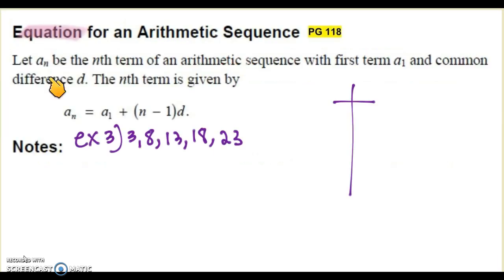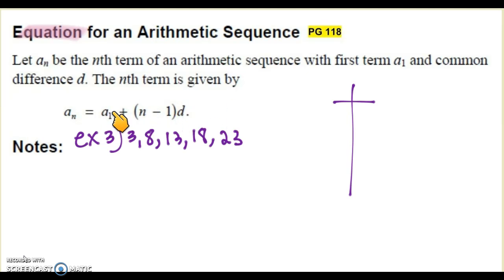Now let's look at how we can write an equation for an arithmetic sequence. Here is the formula for writing the equation, where a sub n is the nth term, which just means it's any term in the sequence as long as you know the term number. Like 3 here is the first term, so n would be 1. 8 is the second term, so n would be 2. 13 is the third term, so n would be 3. If we wanted to find the 100th term, then n would be 100, and we could use this formula to find that.